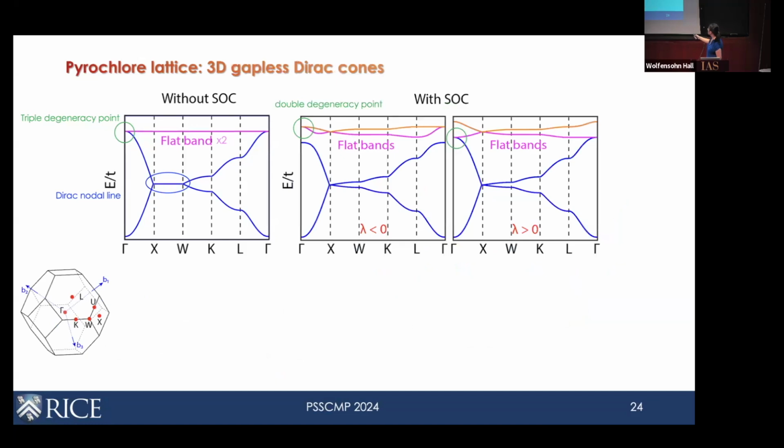So if we include spin-orbit coupling, here is what happens. There's a gap that opens between these 3 bands. You end up with a double degeneracy point at the gamma point. And furthermore, what's interesting is that in the presence of SOC, every single band crossing at the X point is still a gapless 3D Dirac point. And the reason for this is that this crystal structure has an inherent non-symmorphic symmetry.